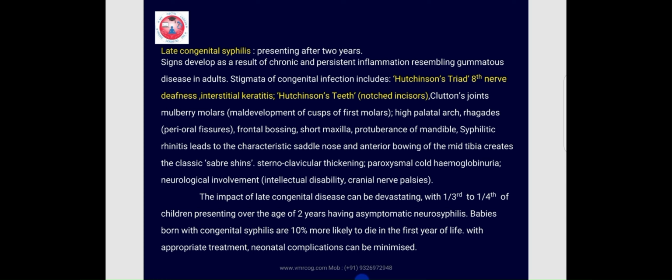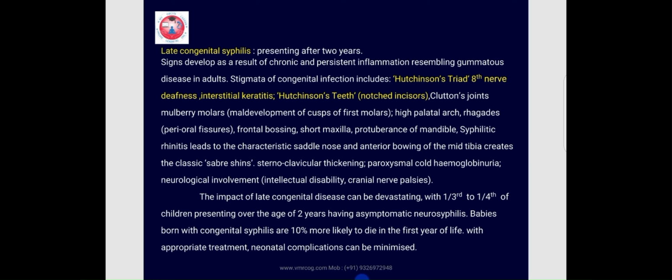Then there will be Clutton's joints, mulberry molars, that is the maldevelopment of the cusp of the first molar, high arch palate, rhagades or the perioral fissures, frontal bossing, short maxilla, protuberance of the mandible, syphilitic rhinitis that leads to the saddle shaped nose, and anterior bowing of the mid tibia creates a classic saber shins. Okay, sternoclavicular thickening, paroxysmal cold hemoglobinuria, and neurological involvement. There will be intellectual disability and cranial nerve palsies.